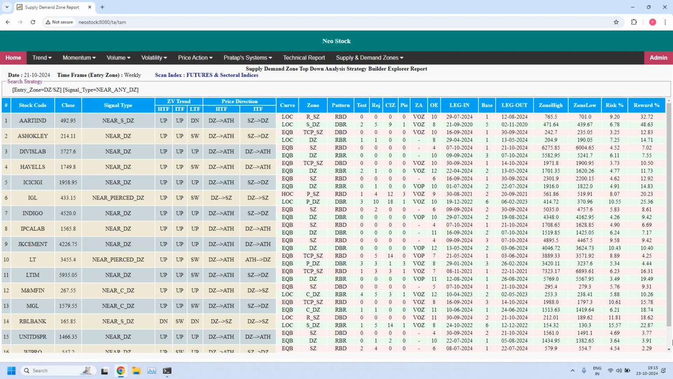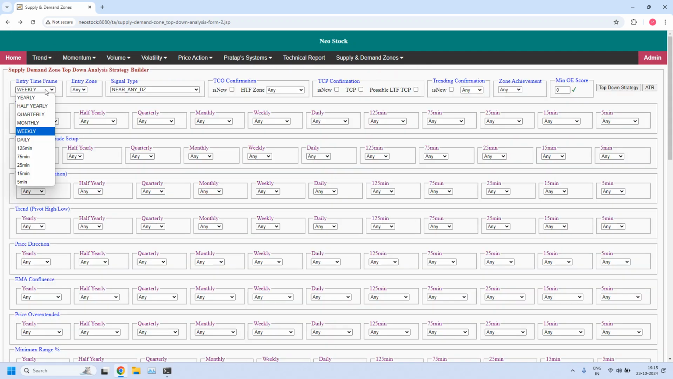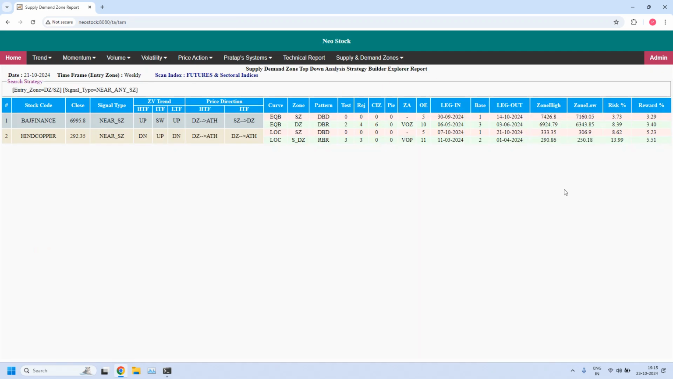These are the first 15 stocks. Scrolling the list down. So total 17 stocks are filtered, which are near to the weekly demand zone. Next, for weekly time frame, let us find the stocks near weekly supply zone. Two stocks are filtered near to the weekly supply zone.